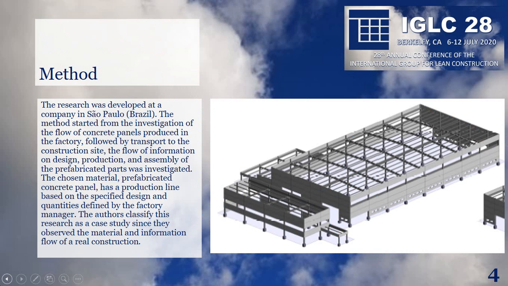Method. The research was developed at a company in São Paulo, Brazil. The method started from the investigation of the flow of concrete panels produced in the factory, followed by transport to the construction site. The flow of information on design, production, and assembly of prefabricated parts was investigated. The chosen material, prefabricated concrete panel, has a production line based on the specified design and quantities defined by the factory manager. The authors classified this research as a case study, since they observed the material and information flow of a real construction.